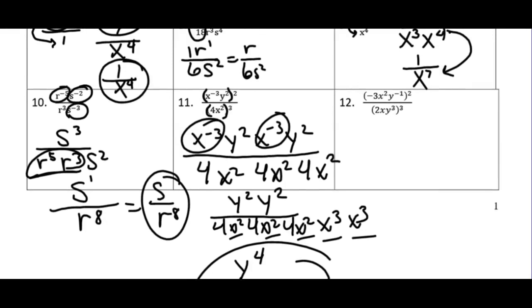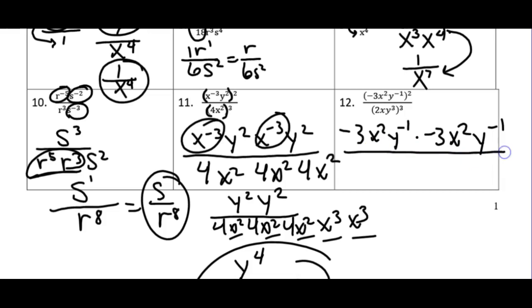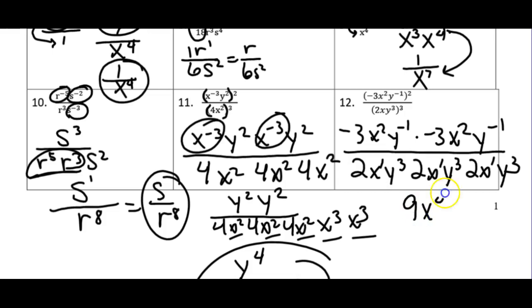All right, the next one. Our numerator occurs twice. 3x squared, y to the negative 1, times negative 3x squared, y to the negative 1. My denominator, 3 times. 2x to the 1st, y to the 3rd, three times. Cleaning up that top. Negative 3 times a negative 3 is 9. X to the 2nd, x to the 2nd is x to the 4th.